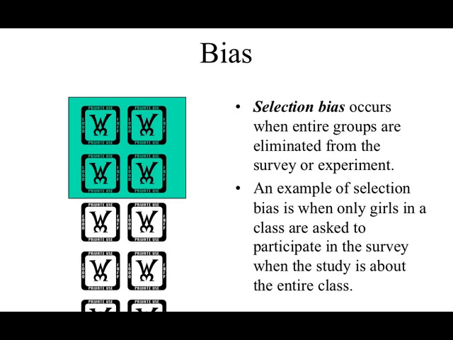Selection bias occurs when entire groups are eliminated from the survey or experiment. An example of selection bias is when only girls in class are asked to participate in a survey when the study is about the entire class.